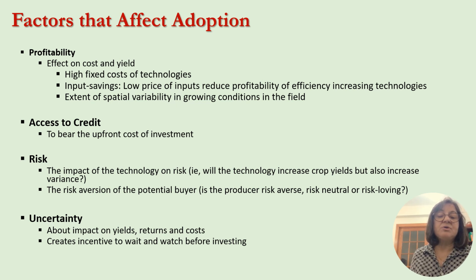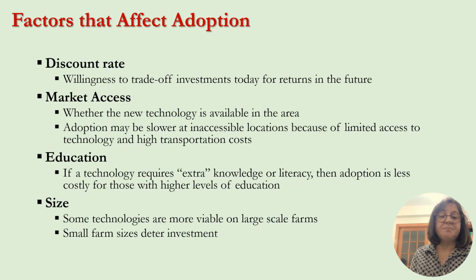And so the combination of risk aversion of the farmer as well as the riskiness of a technology can lead to differences in adoption behavior across farmers. Uncertainty about the impacts of a new technology on yield, on returns, and costs can create incentives to wait and watch before investing. Additionally, many technologies involve a trade-off between investments that are needed upfront and returns that may happen in the future. And so the discount rate of the farmer, or the rate at which the farmer is willing to trade off a dollar of investment today for a return tomorrow, will influence adoption behavior and again can vary across farmers.